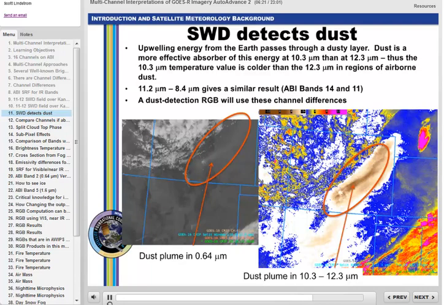Now, it is true that water vapor in the atmosphere will more readily absorb the 12 micrometer energy, the reason why the split window difference can detect moisture distributions. But this is a dust storm. It's occurring in a region without a lot of water vapor present.